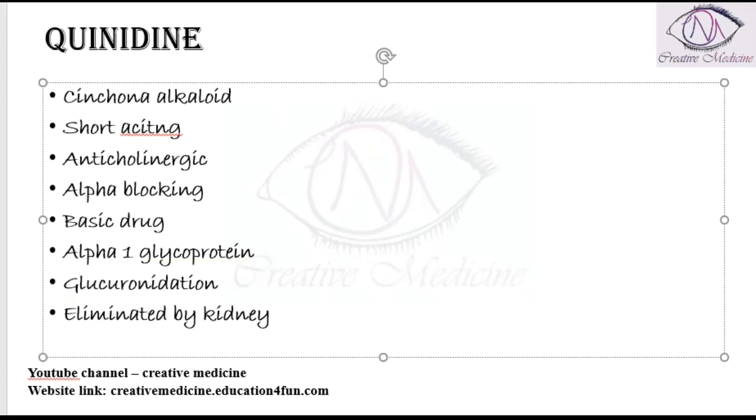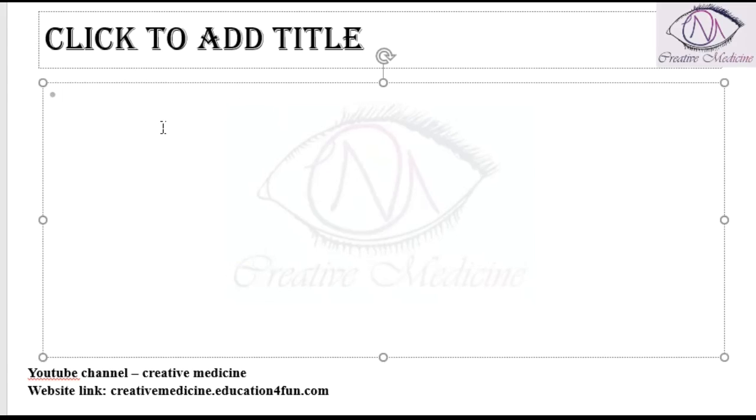Now, the uses of quinidine. Quinidine is used in treating arrhythmias, especially atrial and ventricular arrhythmias. Then side effects of quinidine. The most common side effect of quinidine is GI upset. In the GI upset, diarrhea is the most common side effect of quinidine.